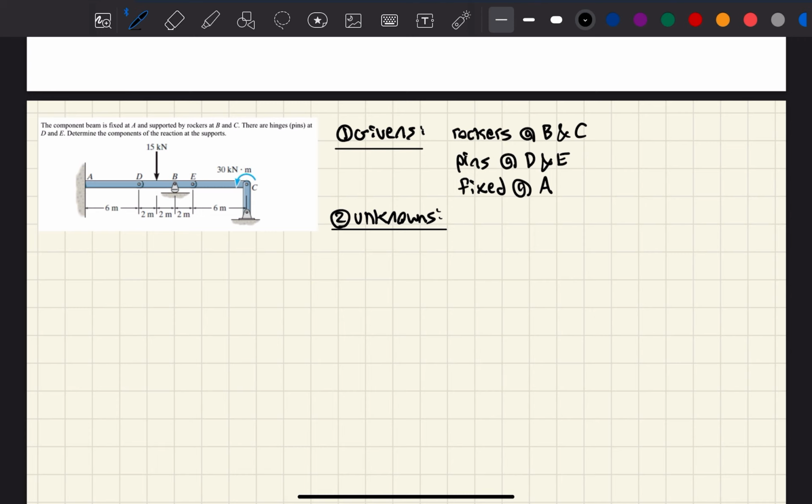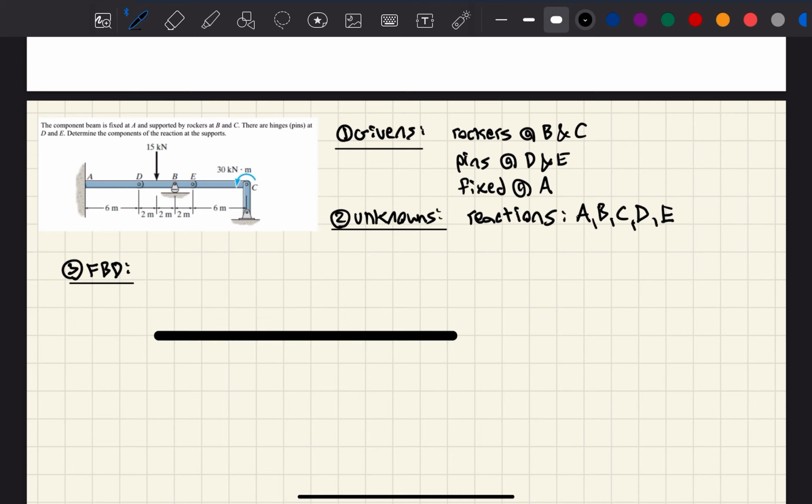In terms of unknowns, this is going to be a long question. Basically, it wants us to find everything. It wants us to find the reactions at points A, B, C, D, and you guessed it, point E as well. So it's going to be very, very fun. We also can move on now to our free body diagram, and this lovely thing is going to look like so.